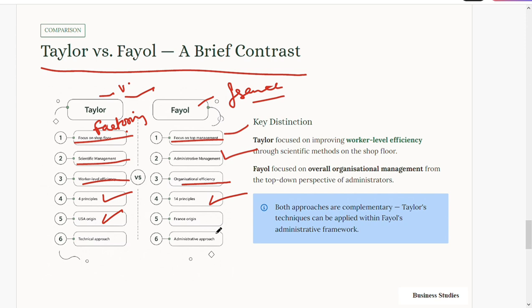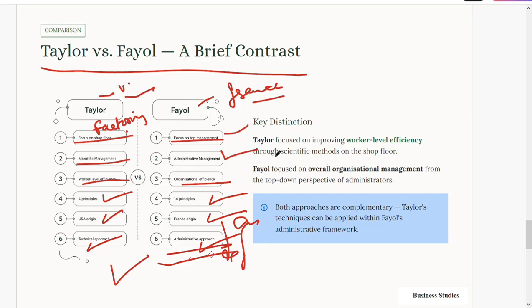US, I told you that Fayol has French origin. Taylor was very technical in nature. That is why they are called scientific principles, whereas principles of management were given by Fayol. He is administrative in nature because he started from the top of the organization. So he is an administrative person. That is why all his theories given in the general principles of management are called administrative approach. So this is the difference between them. But even then they are quite similar when management of people is concerned.